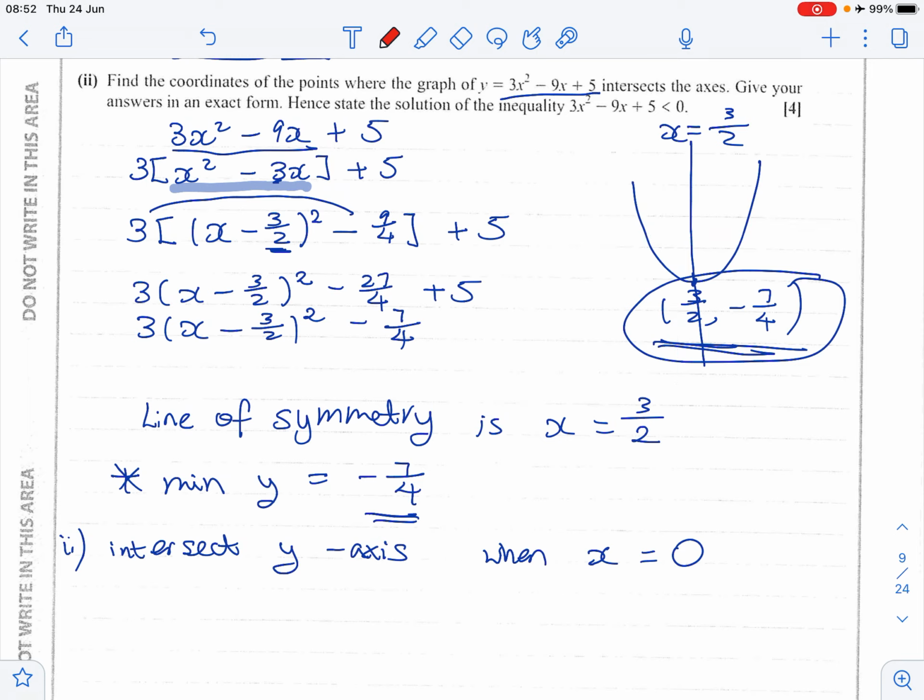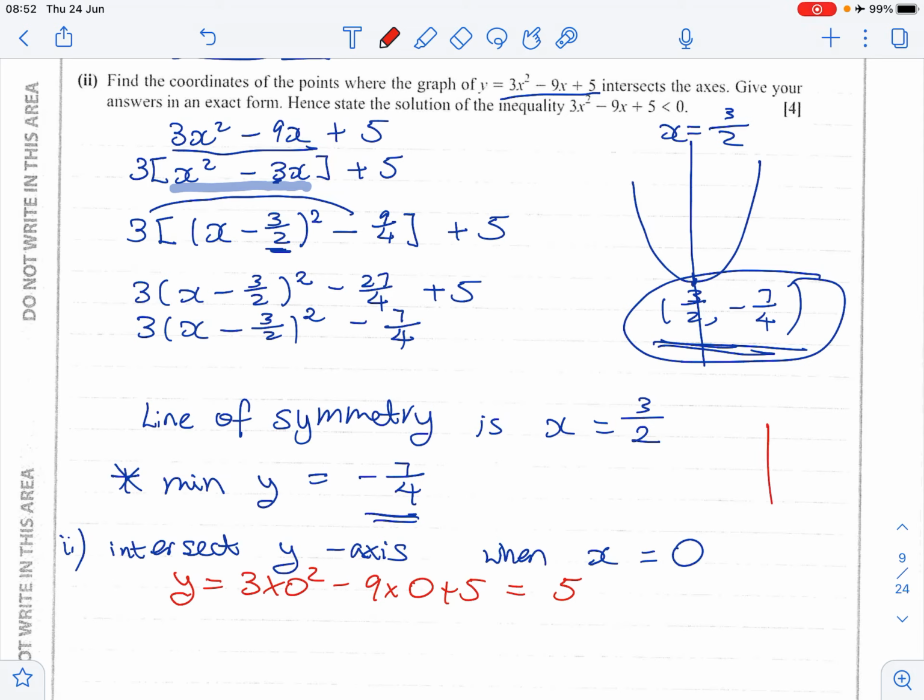So it intersects the y-axis when x is equal to 0. So we're just going to substitute x equals 0 into our equation. So y is equal to 3x squared minus 9x plus 5, which is 3 times 0 squared minus 9 times 0 plus 5, so it's 5. So our y is going to be equal to 5.